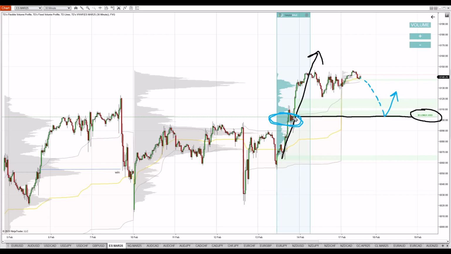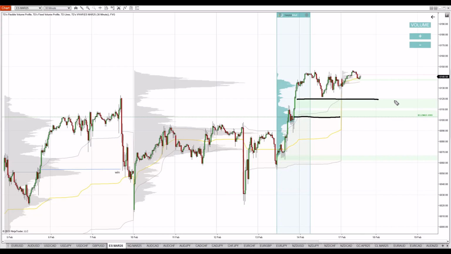Now, apart from this volume profile setup, there's also a fair value gap. It is highlighted in green. This is the fair value gap. It's from Smart Money Concepts, and the beginning of the fair value gap is right here at our level. So that's also a thing that adds strength to the level.